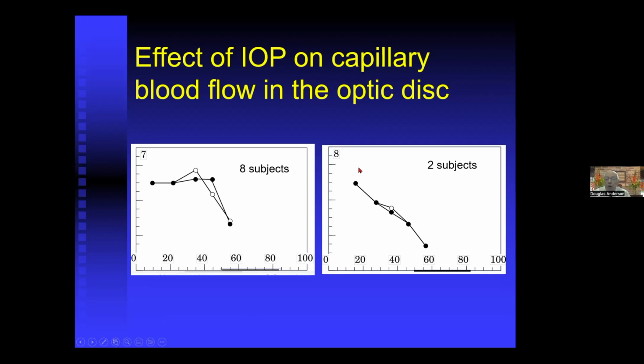In two subjects, it was quite different. The blood flow diminished as you raised the intraocular pressure, and then when you released it, the blood flow came back. So these people didn't have any regulation of the flow. The flow was diminished.